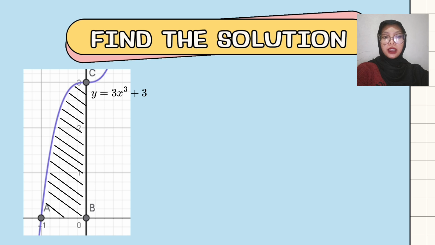Let's find the area under the curve. We are given the function y equals 3x cubed plus 3, and we want to find the area bounded by the curve, the x-axis, and the vertical lines x equals negative 1 and x equals 0. Can you solve it? Pause the video, take your time, and give it a try.